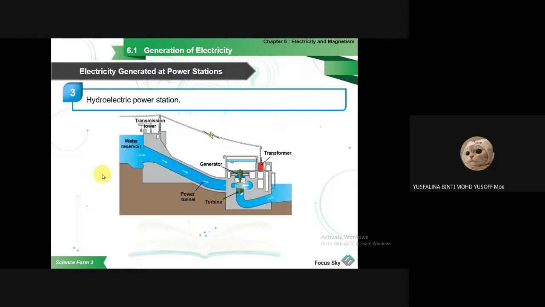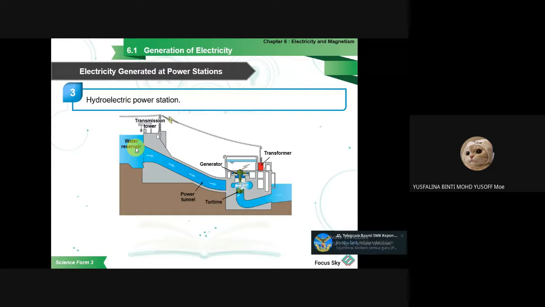Okay, so I move on to the next one, which is the hydroelectric power station. This is the most common type of power station that we use in our country. So for hydroelectric, first we have a water dam here, a water reservoir. You can see the position here is higher. So when any object's position is higher, it will have gravitational potential energy.